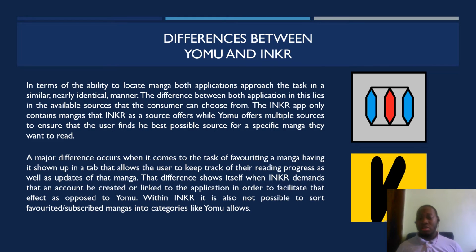A major difference occurs as well when it comes to the task of favoriting a manga, having it shown in a tab that allows the user to keep track of the reading process, as well as the updates of that manga. The difference shows itself when INKR demands that an account be created or linked to the application in order to facilitate that effect, as opposed to Yomu. Within INKR, it is also not possible to sort favorited or subscribed mangas into categories like Yomu allows.